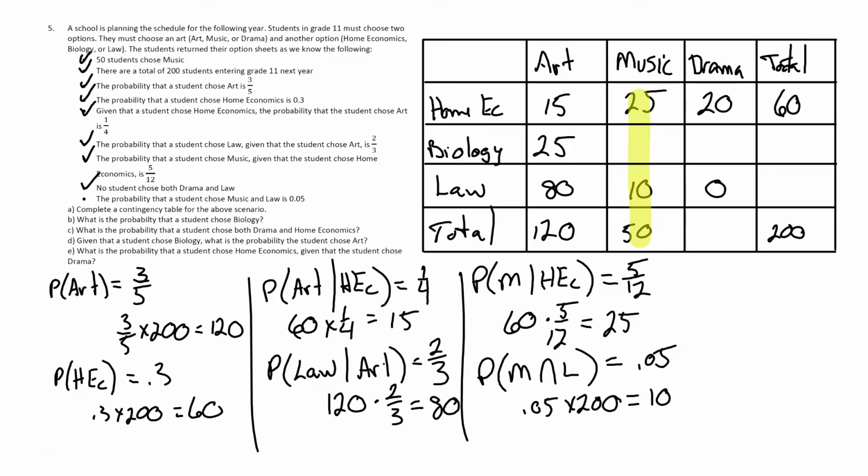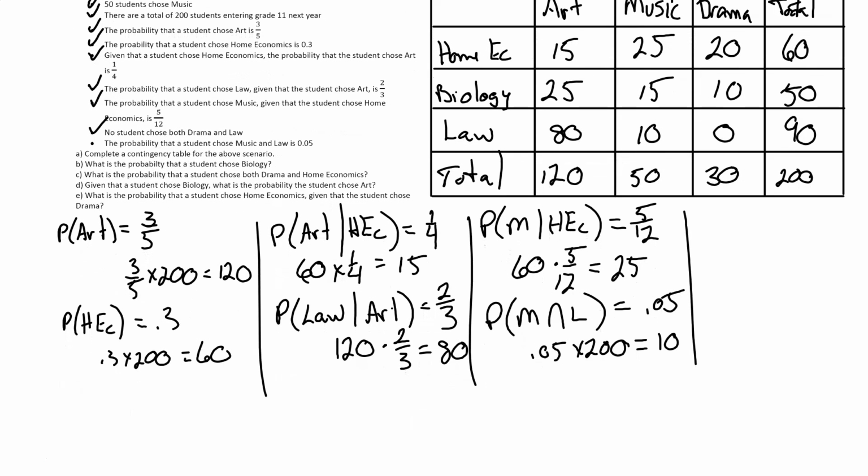We can now go ahead and try to fill in the rest of the table just using subtraction. In the music column, we've got 50 minus 25 minus 10 gives us 15 remaining. In the totals column, we've got one entry missing as well, so we've got 200 minus 120 minus 50, which is equal to 30. Once we've got that 30 in place, we can figure out what's missing. The drama and the biology will be 10. We can then figure out the total row for biology, and that will equal 50. Similarly, the law row we can figure out very quickly to be 90.